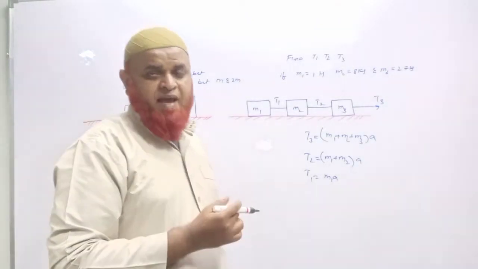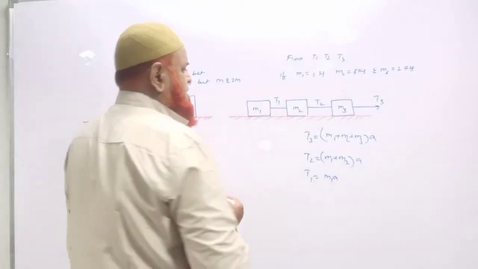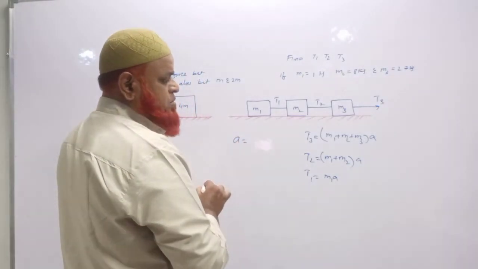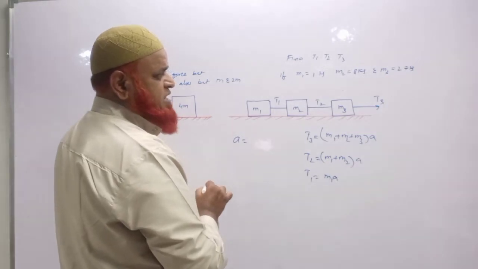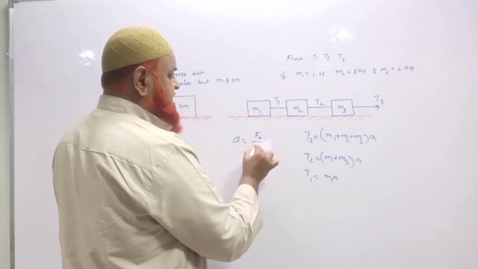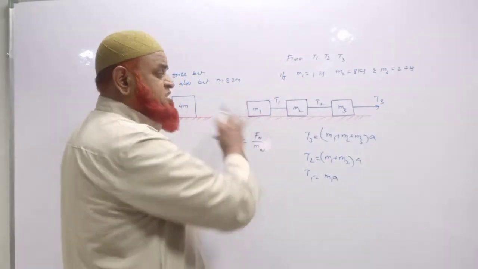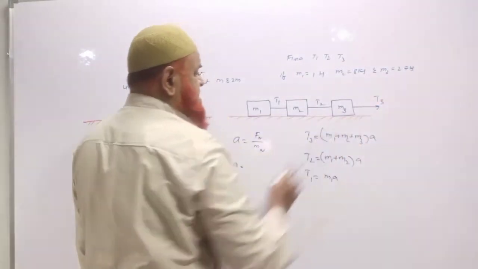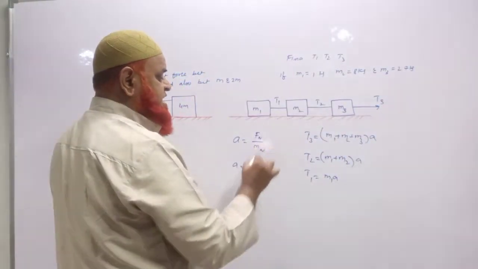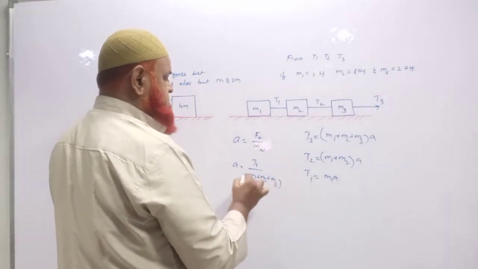Now if you want to find out acceleration, how will you find out acceleration? Acceleration means net force by net mass, no? So what is the net force which is pulling all the three? Is it not T3? Yes. So you can write T3 by net mass, which is M1 plus M2 plus M3.